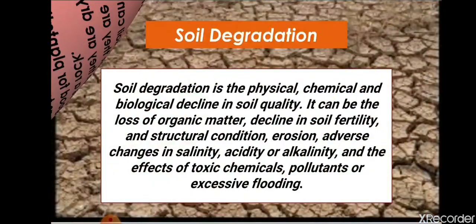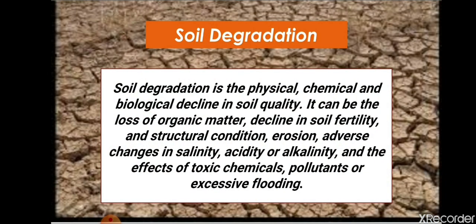Now, what is soil degradation? Degradation means to degrade. That means a decrease in the quality of the soil. So that is known as soil degradation. Soil degradation means if the physical and chemical composition of the soil started decreasing, then this process is known as soil degradation. That means there is a decrease in the quality of soil.